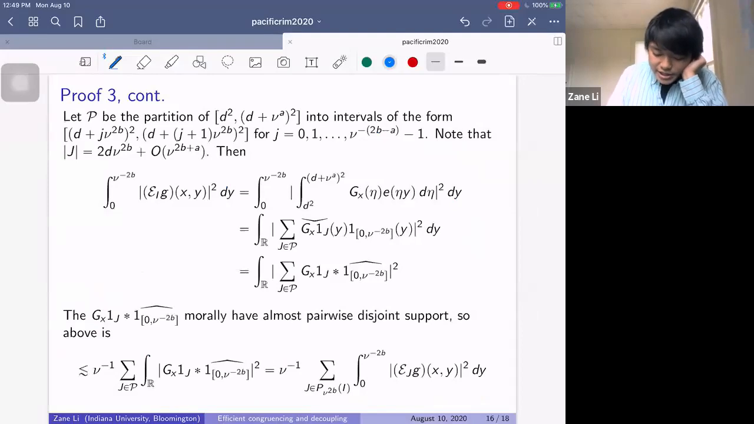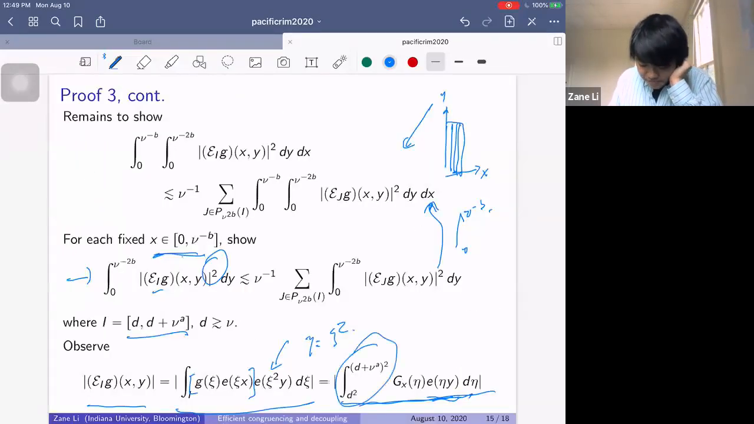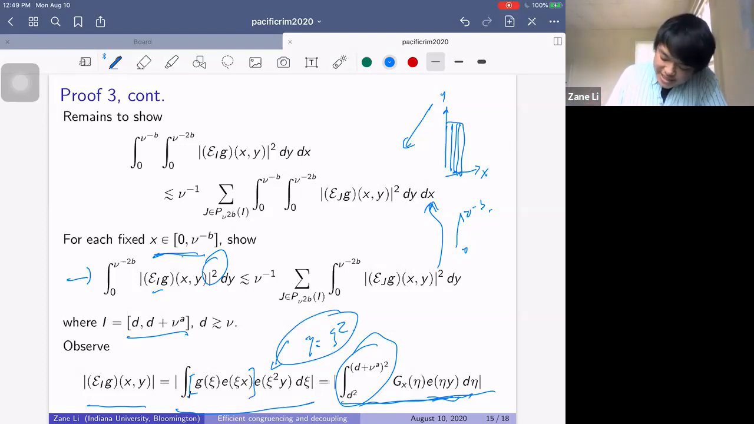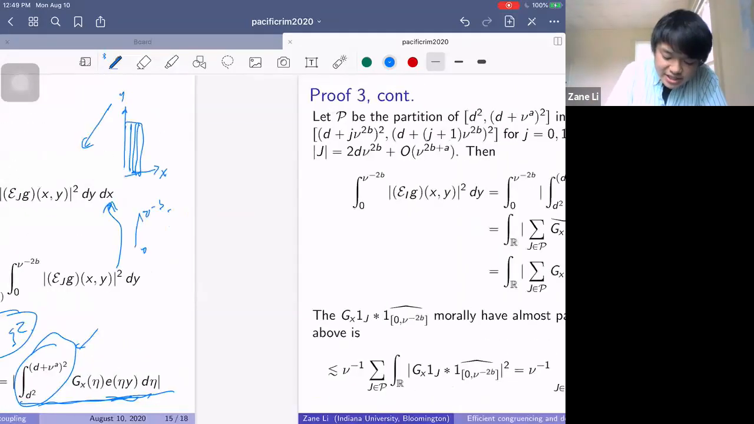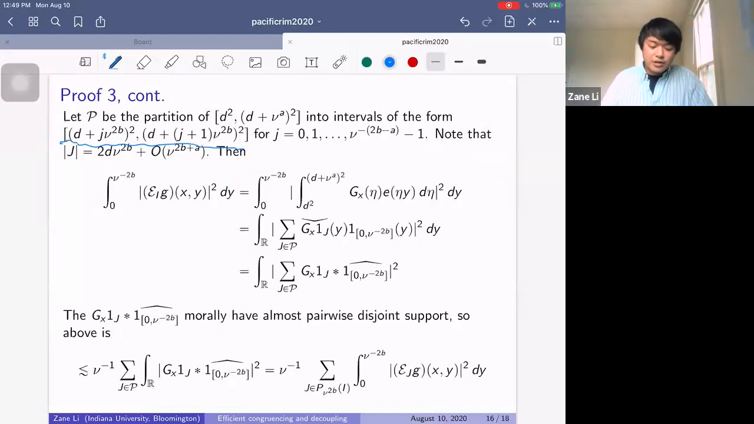So this interval here is what happens when I gets acted on by this change of variables. I'm going to partition it slightly weirdly, but only because I want to undo the change of variables later. I take this interval and partition it into intervals of this size: d plus nu to the 2b squared, d plus 2 nu to the 2b squared, and so on. If you compute, these intervals are basically all of size d times nu to the 2b. You should think of d as nu. So they're roughly of size nu to the 2b, but slightly fattened by a bounded constant, big O of nu.